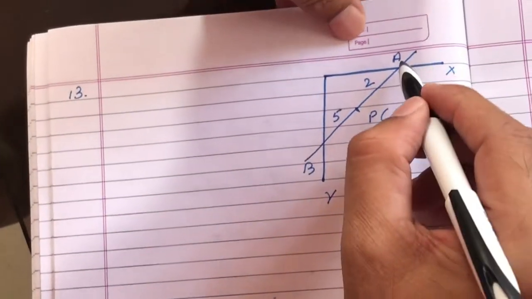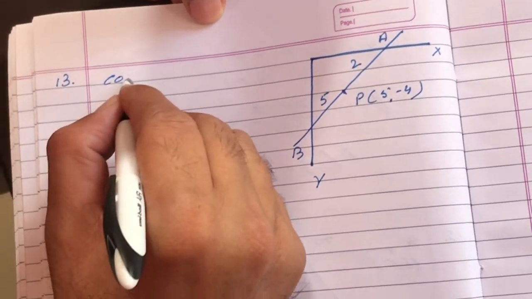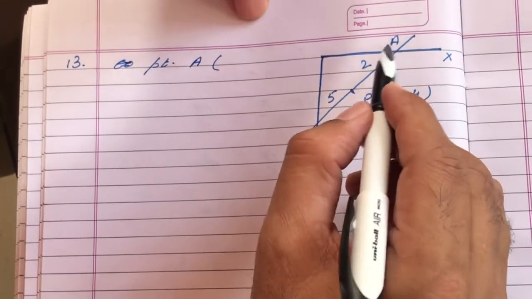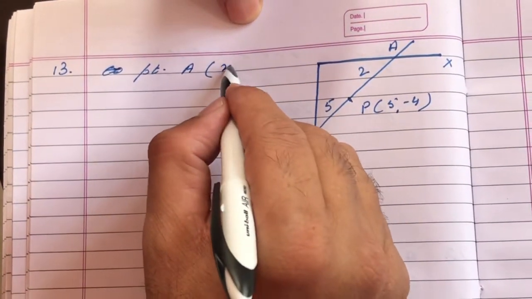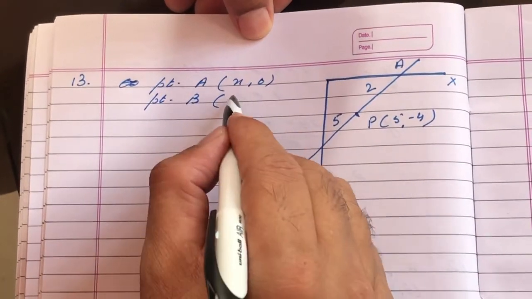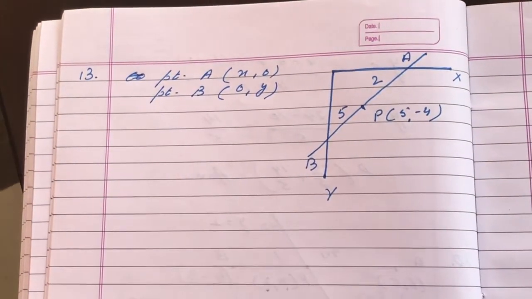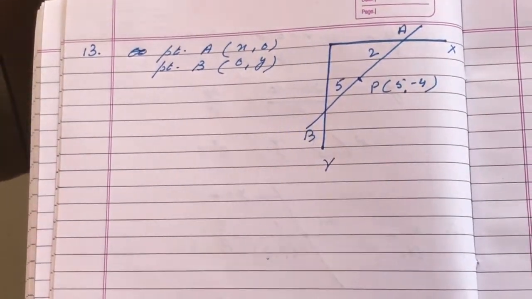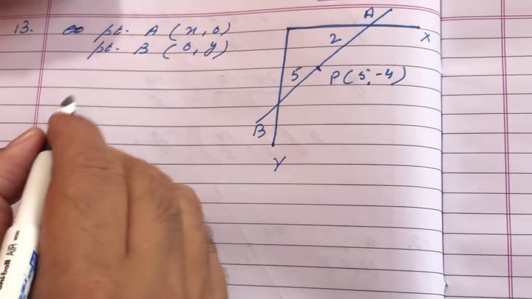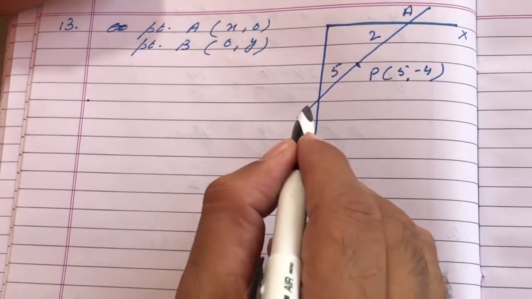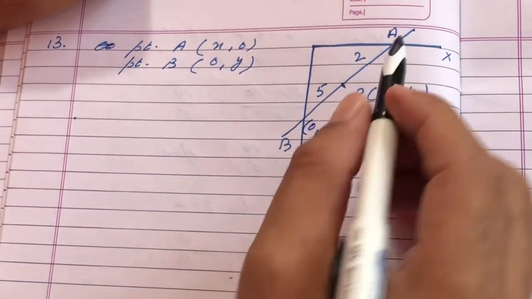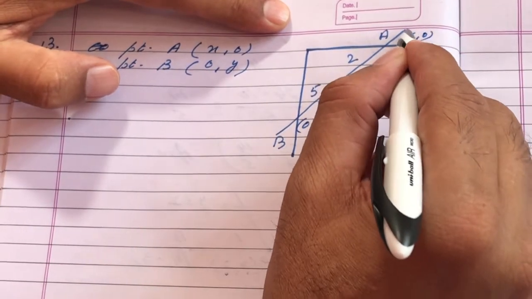Now what will be the coordinates of A? Point A lies on x-axis, so it will be (x, 0). Point B is (0, y), because it lies on y-axis. So this is P (5, -4). This is (0, y). This is (x, 0).